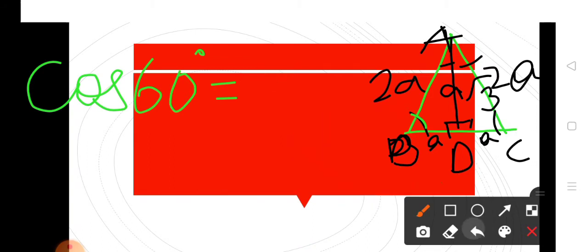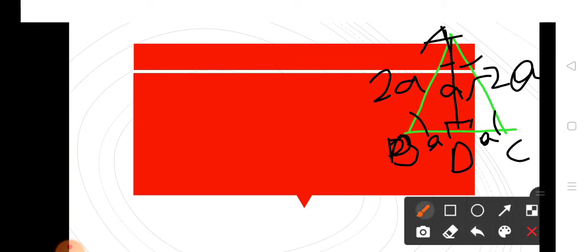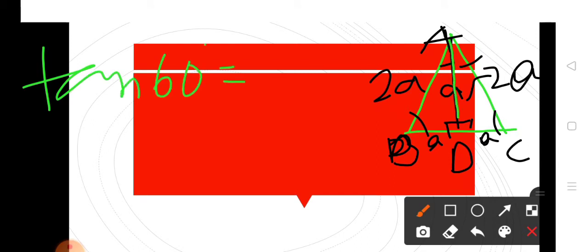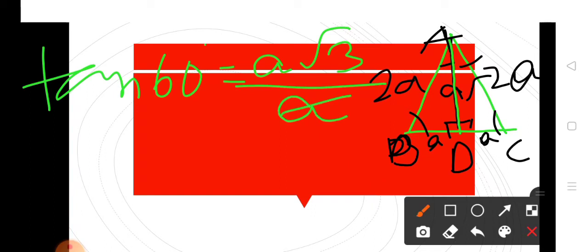फेरि, you see again. Now we would do for tan 60 degree. Tan भनेको के हो? Opposite by adjacent. Opposite के छ? AD is the opposite. You see here. AD को त्यो कति छ? Side A√3. AD opposite by adjacent. Adjacent कति हो? A. BD is the adjacent. A हो BD. So यो कति आयो? √3. यसको भ्यालु कति आयो? √3.